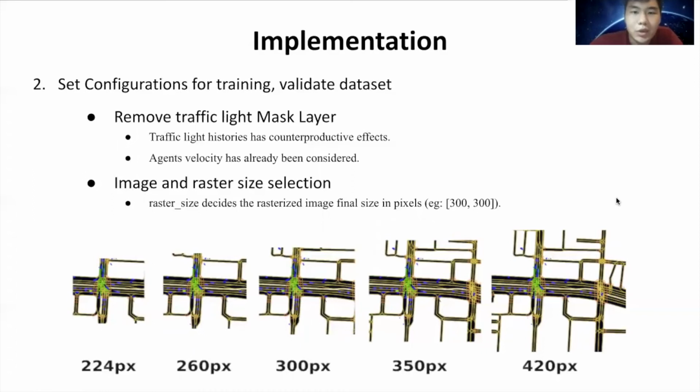About the raster size, it's the image size in pixels. We can see the bottom pictures. If we choose a bigger pixel size, we can have more surrounding areas, so we can have more agents. So how do we decide the raster size? We believe it's related to the speed.